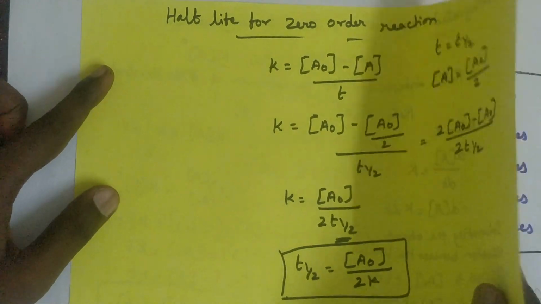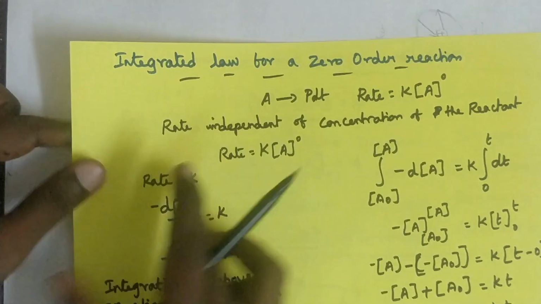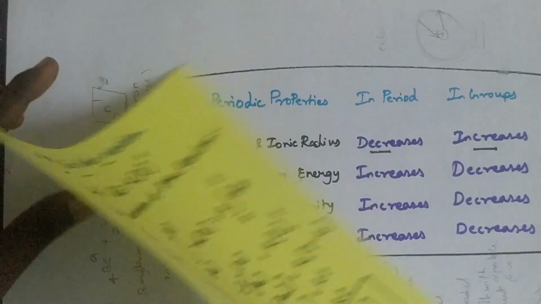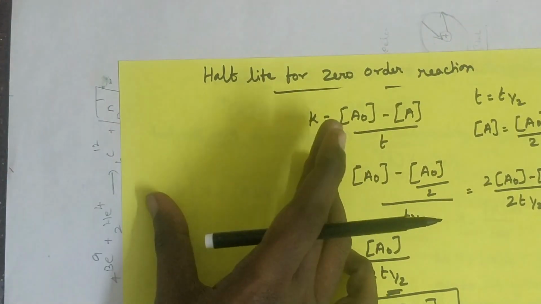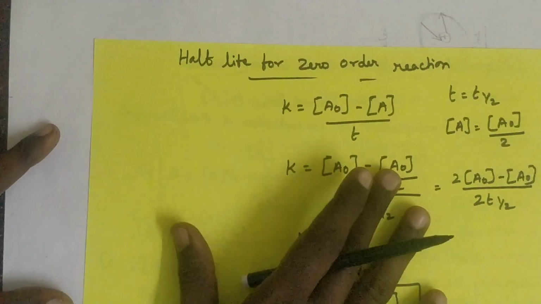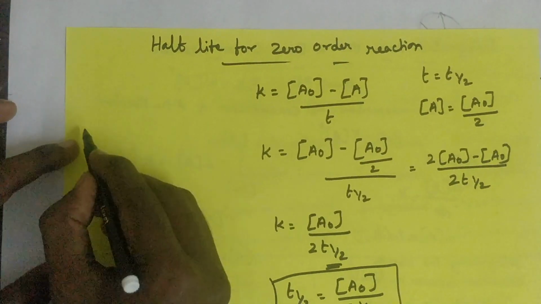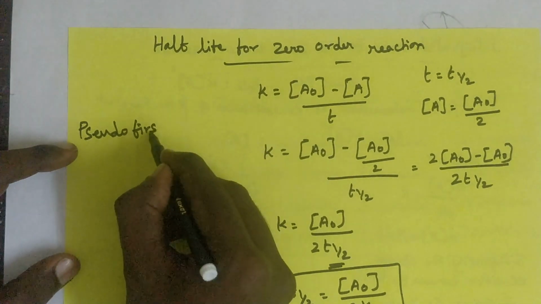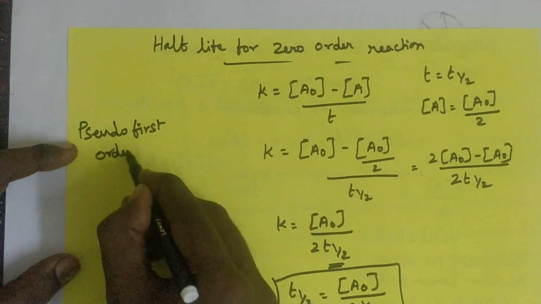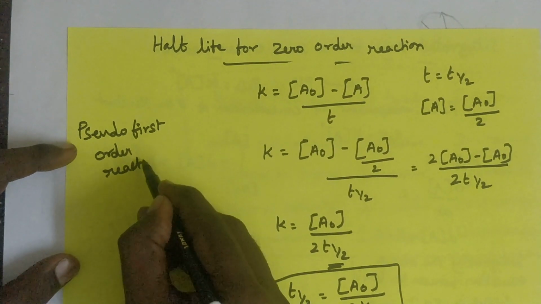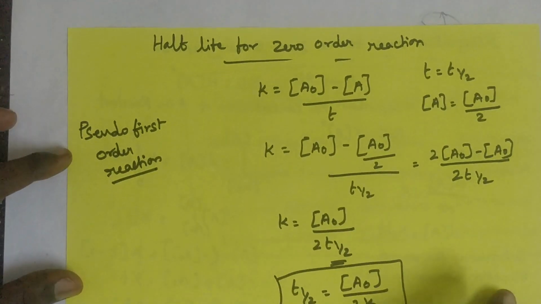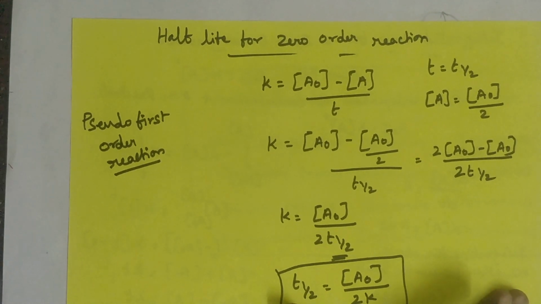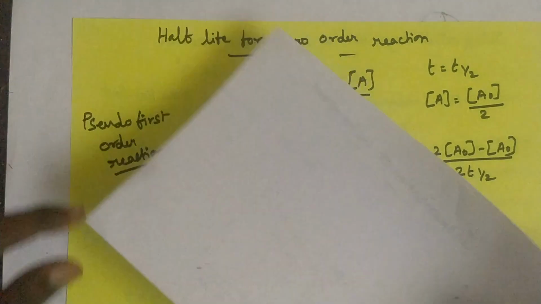This is all about the integrated law of a zero order reaction and the half-life of a zero order reaction. One more topic I will explain here itself, which is given in the textbook. It is the pseudo first order reaction. It is an important topic.